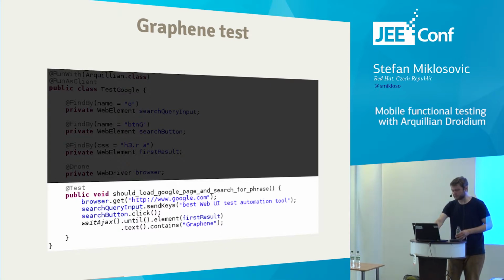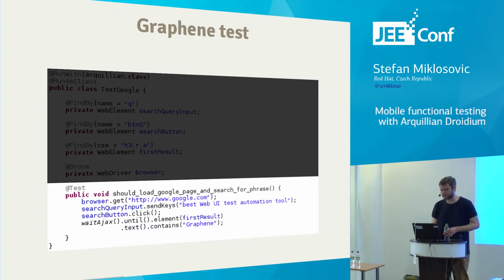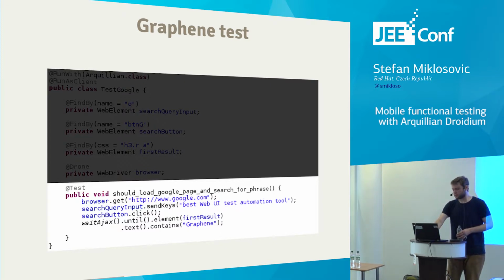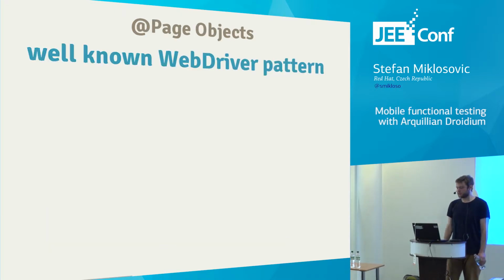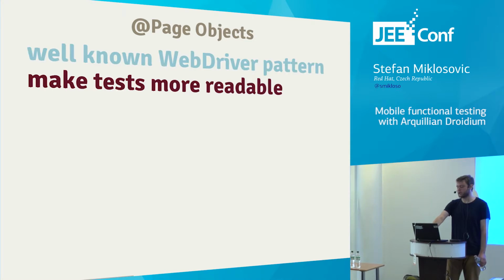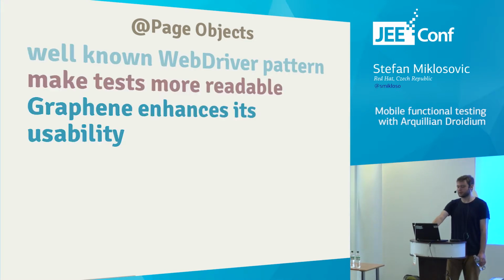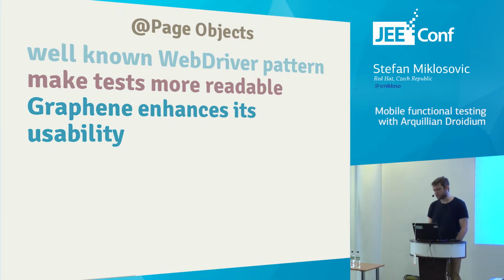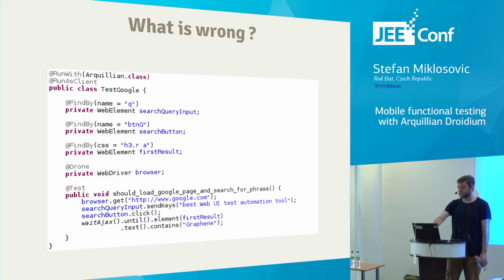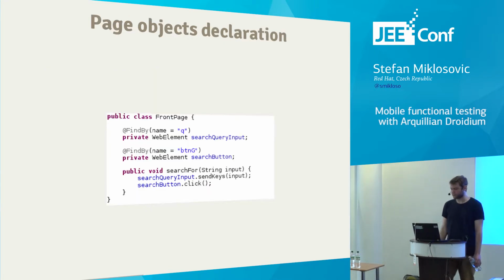But when you look at this test, you have there some FindBy locators, right? And it is not so good, because when Google changes its internal structure of the page, you are lost. You have to rewrite this test. So what to do? In Graphene, there is the pattern of page objects which was taken from the original WebDriver, and it makes your test more readable. Graphene enhances usability of page objects. So in our case, it means that these FindBy locators will be encapsulated in a so-called front page.